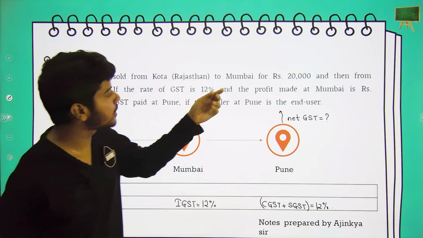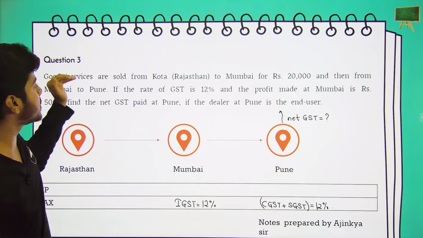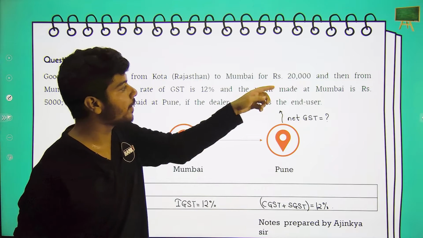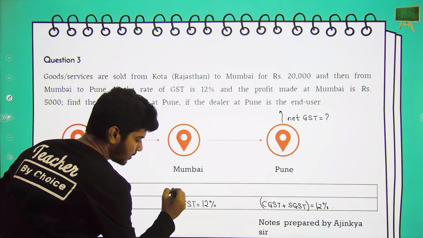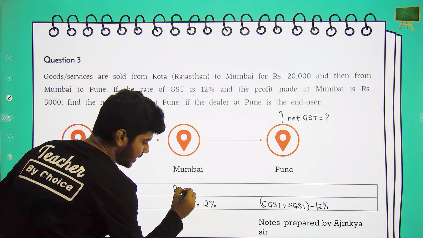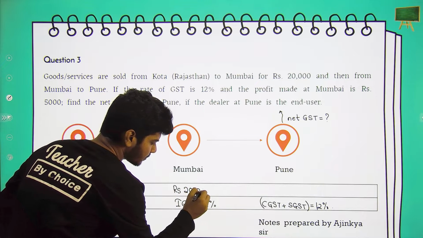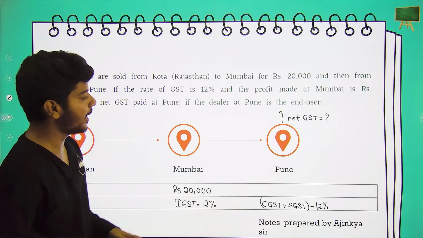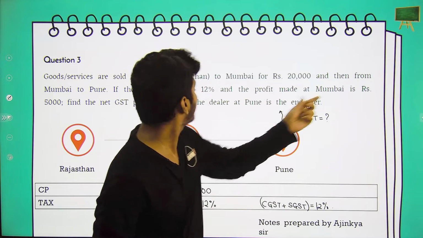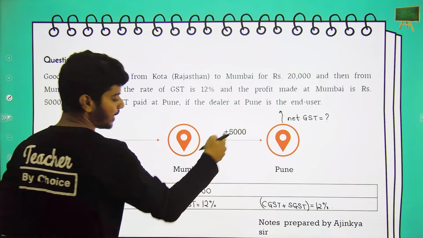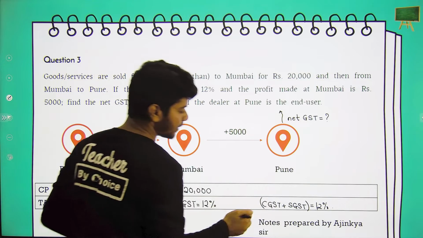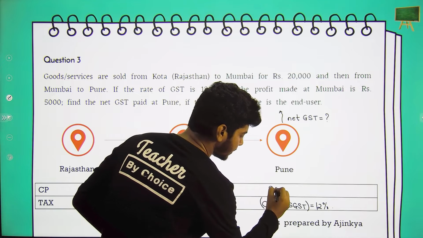Now let's go back to the chain. Goods and services are sold from Rajasthan to Mumbai for 20,000 rupees. From here to here, how much are they charging? 20,000 rupees. And the profit made at Mumbai is rupees 5,000. So we will write 5,000 over here and add that. 20,000 plus 5,000 will give me 25,000.